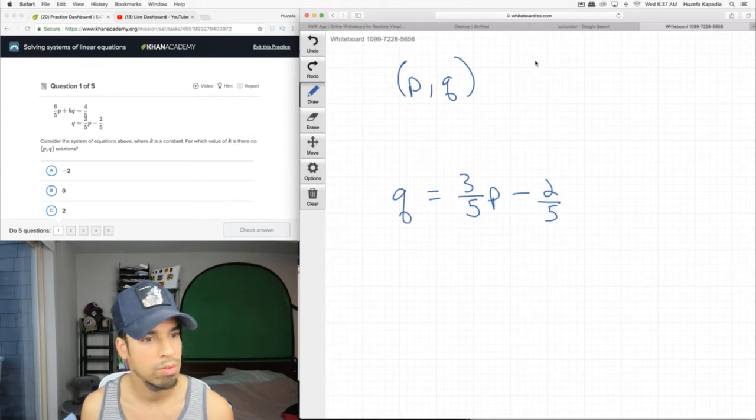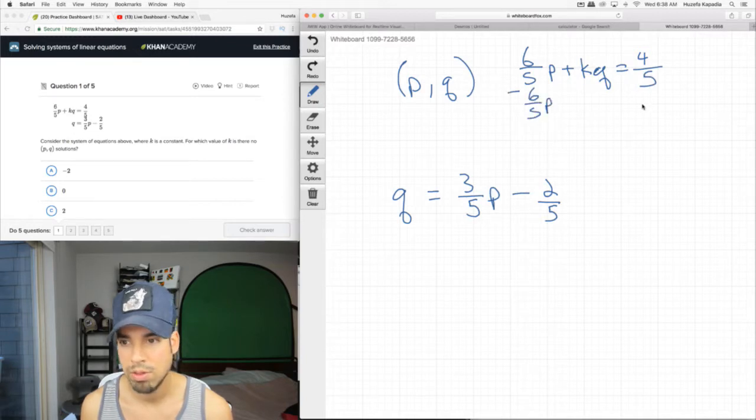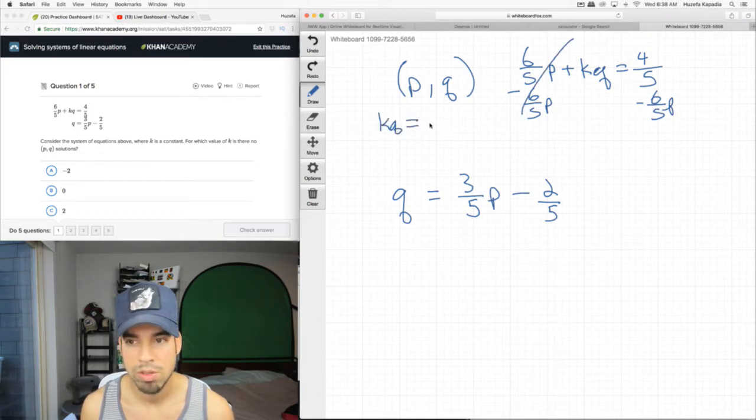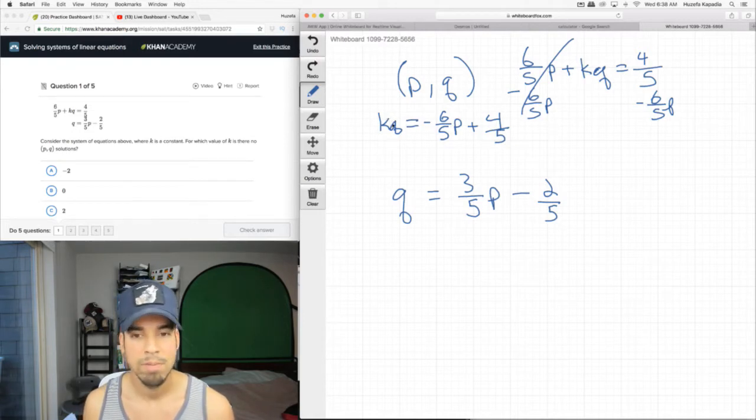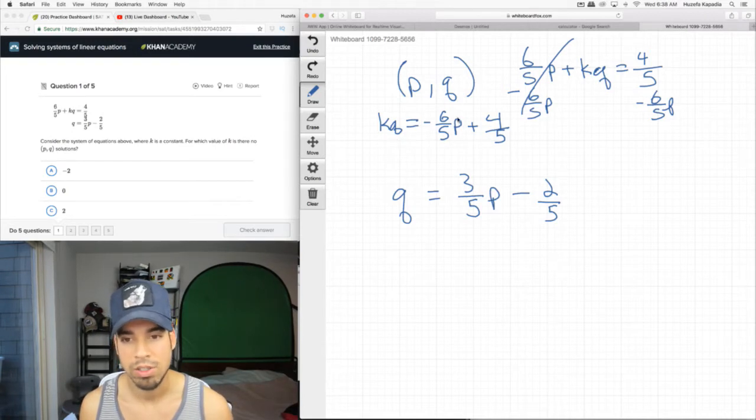So I'm going to take that top one and start it up here, 6/5 p plus kq equals 4/5. Let's go ahead and subtract 6/5 p from both sides. That goes away. We now have kq equals negative 6/5 p plus 4/5. They're really testing your conceptual understanding, because this isn't y equals mx plus b. Now it's q equals mp plus b, essentially, because this is your x, this is your y.